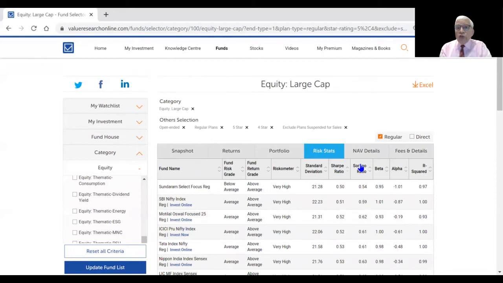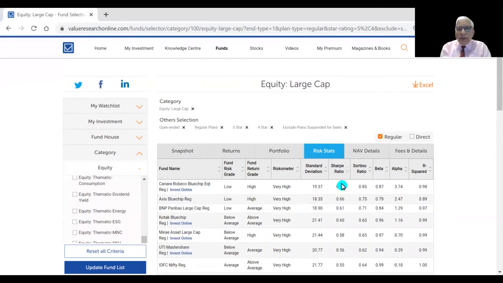Sharpe ratio, Sortino ratio. These are some of the ratios associated with the risk parameters. Sharpe ratio is returns offered by the fund in excess of market returns, divided by the standard deviation of the fund. So what is the criteria? Higher the better. Canara Robeco Blue Chip Equity Fund has come at the top. Then comes Axis Blue Chip Fund. See, Axis Blue Chip Fund is always featuring at the top somewhere. So this is 0.74, this is 0.66, this is 0.74.